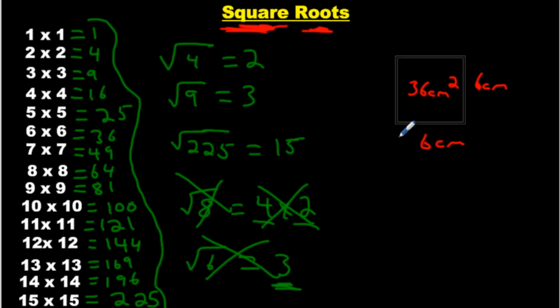And since it's a square, all the sides have to be the same. You can't pick two different numbers. You can't say, oh, that's 18 and that's 2. 18 times 2 is 36. It can't be possible because squares have equal length sides. That's what square roots are. It's the dimension of the square with an area of whatever we say it is.